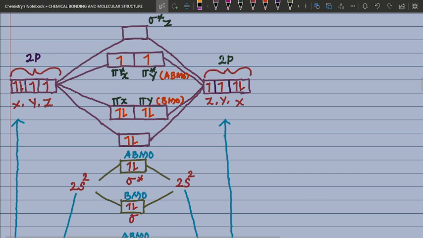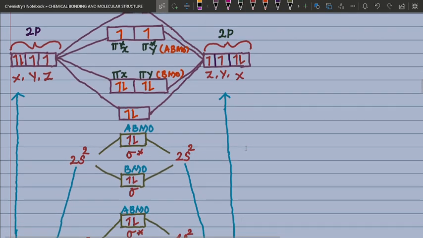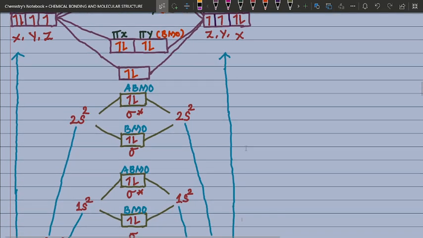This is the p orbital combination in the oxygen molecule. See below. This is the ABMO here. See here paired electrons, here also paired electrons. This is sigma, this is sigma star. This is 2s2 orbital. This is 2s2 orbital. This is s orbital. See below.